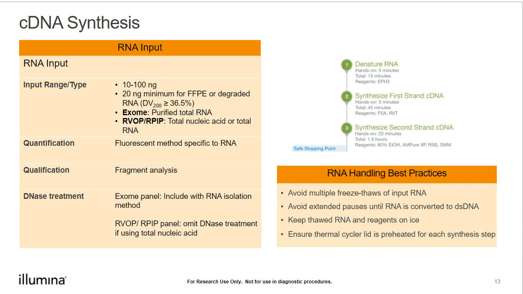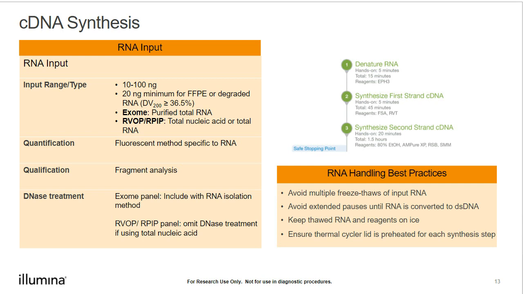We want to be sure we quantify the RNA input using a fluorometric method specific to RNA, such as Qubit. And for exome enrichment, we recommend a DNase treatment on the input, and this is typically done during the RNA extraction process. If we're using a viral panel, since these panels contain both DNA and RNA targets, we do not want to include that DNase step if we're using total nucleic acid here.